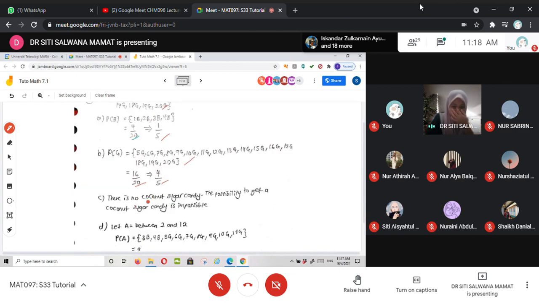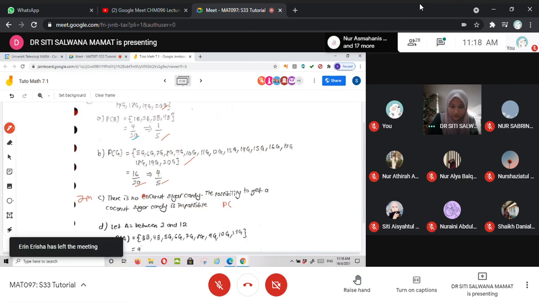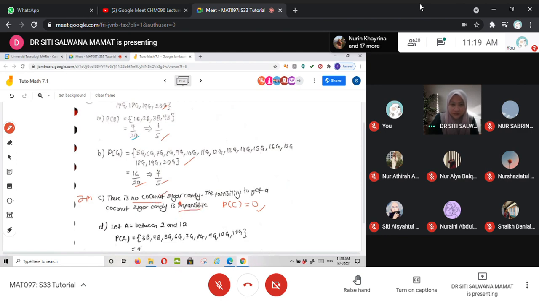Okay, there is no coconut candy, which implies this is an impossible event. So yang ni you punya explanation dah ada, but then let's say this is 2 marks. So you kena juga tunjuk the probability of, let this be coconut, katakanlah event C, kita buat dia equal to 0. So you akan dapat 1 mark for this and another 1 mark for this lah. The keyword is no coconut candy ataupun impossible kat sini.